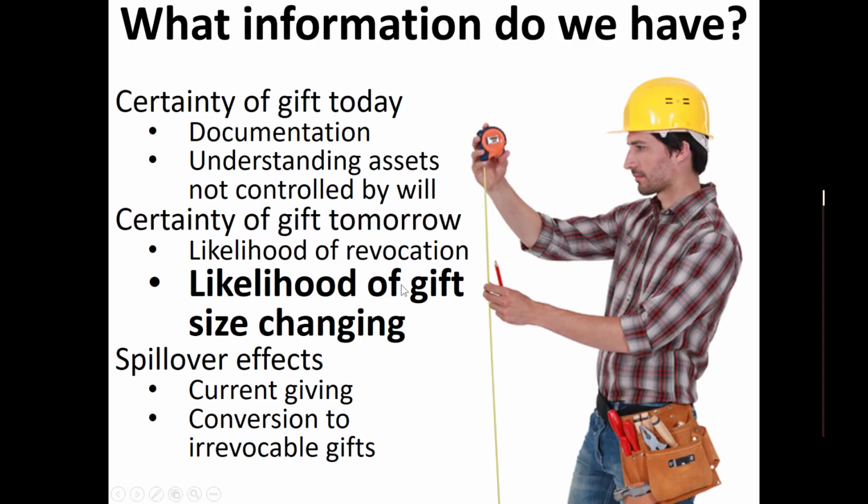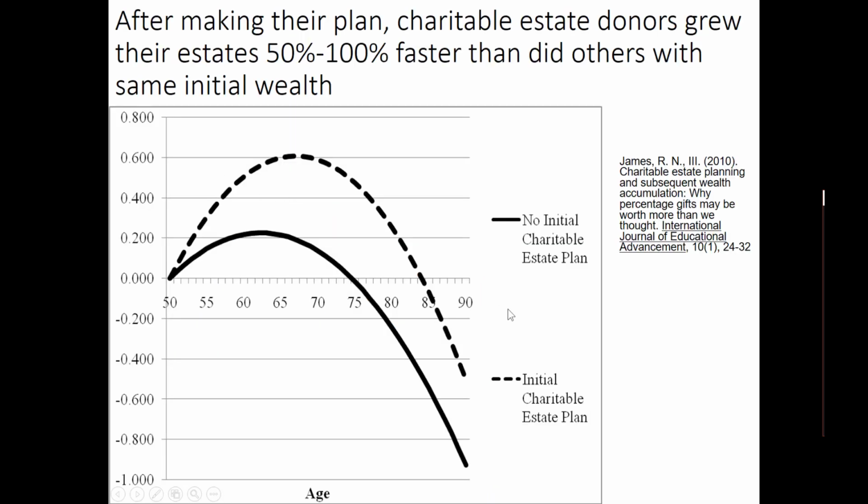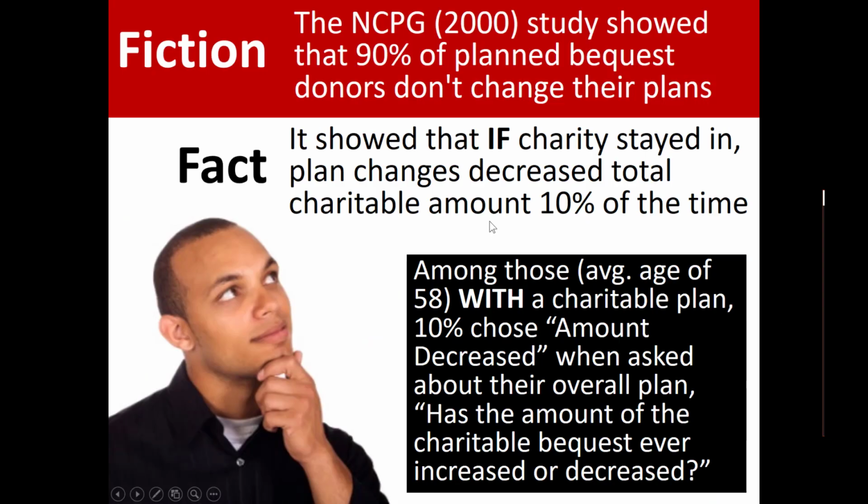There is the second issue on likelihood of gift size changing. We've got changing because the estate size changes, and we've got changing because the amount changes. Now, we do have some information on this. This comes from the NCPG 2000 study. And unfortunately, one of the results of that study was commonly misinterpreted. It was misinterpreted to say that 90% of planned bequest donors don't change their plans. That's completely false, completely ridiculous. And it is in fact not even possible for this study to have found that result.